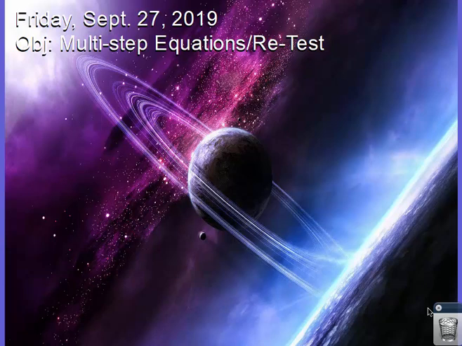Hello class, today we're going to talk about solving multi-step equations. Now what we've been working on are two-step equations, equations that look something like 2x plus 5 equals 7, where our goal was to get the letter by itself.